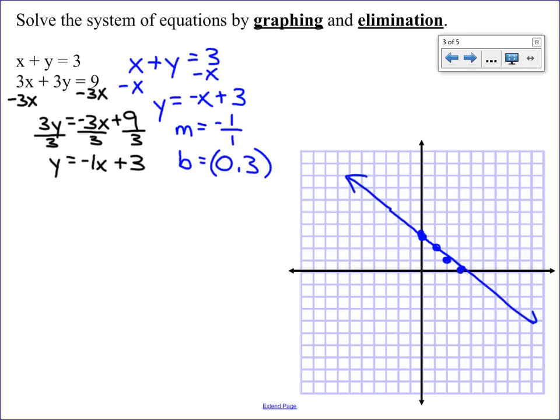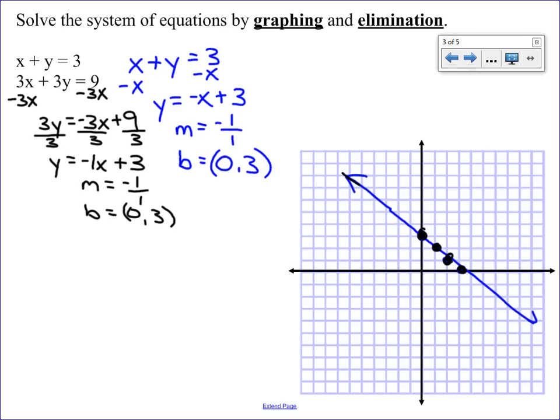Now you may think this equation looks familiar, and it does. Our slope is negative 1 over 1. Our y-intercept is (0, 3). When you go to plot this, you're going to be kind of going over the same points here. So (0, 3), and then a slope of negative 1 over 1. So you'll notice that we're actually intersecting at all the points we've already graphed.